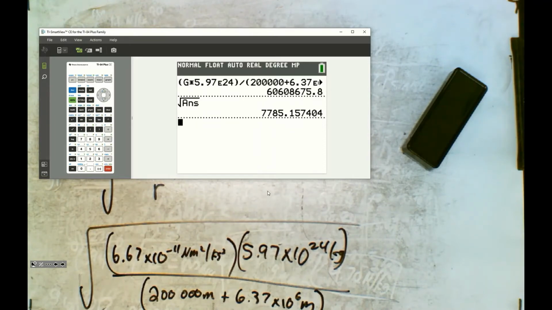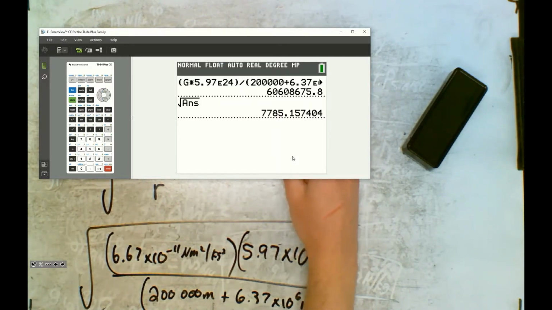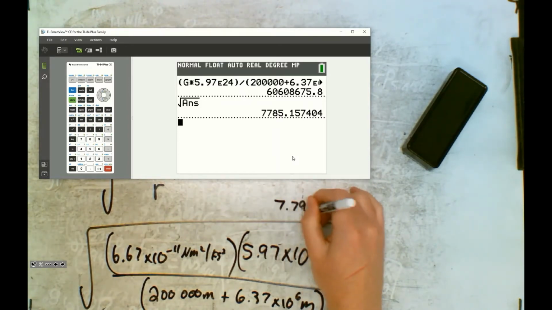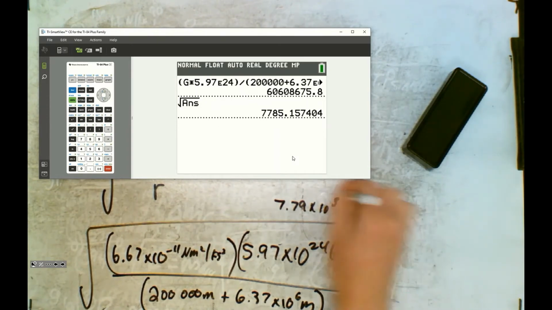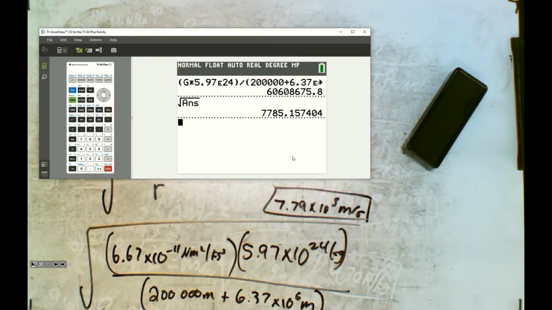And that's how fast an object orbiting Earth would have to be if it was 200 kilometers above the surface of the Earth. So it's going to be 7.79 times 10 to the 3 meters per second as our answer. Okay, that's how you do it.